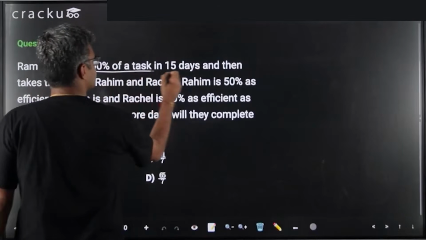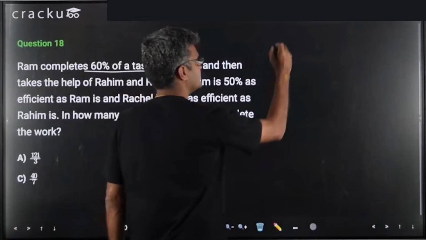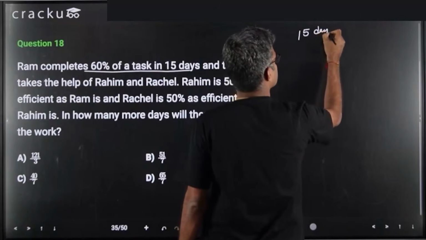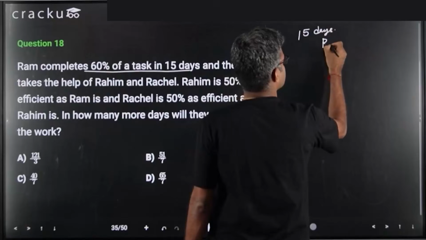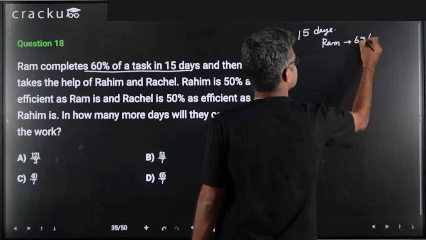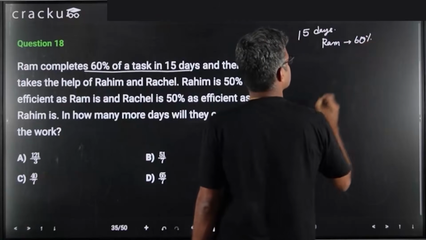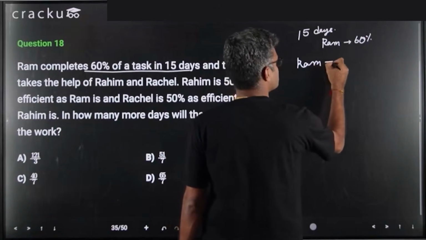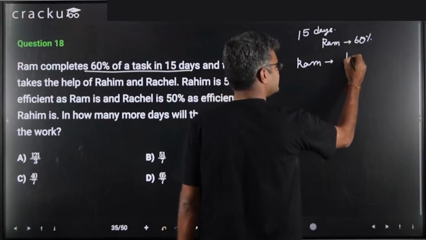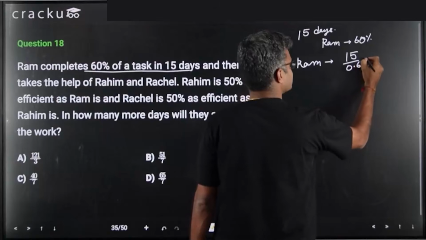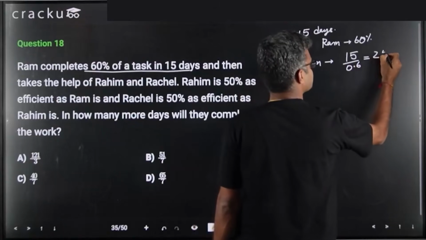Ram completes 60% of the task in 15 days. So in 15 days, Ram completes how much task? Ram completes 60% of the task. So Ram takes how many days to complete the full task? Ram is going to take 15 days divided by 0.6, which is 60%. That is 25 days to finish the task.